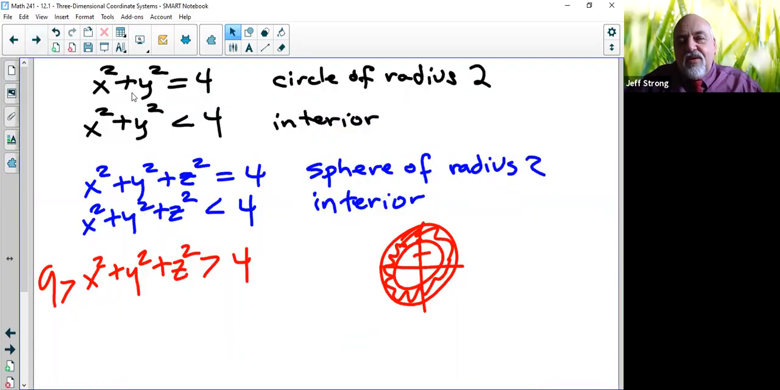So again, if it's equal to, like here, x squared plus y squared equals 4, that would be a circle of radius 2. X squared plus y squared is less than 4, that would be on the interior. X squared plus y squared plus z squared equals 4 would be right on the sphere. If it's less than 4, then it would be on the interior. So this is the sphere, if it's between 9 and 4, then it would be part of the shape outside of the smaller sphere and inside the bigger sphere.